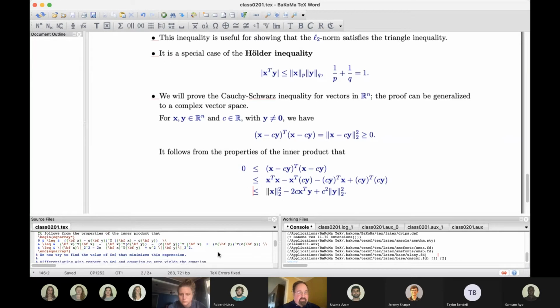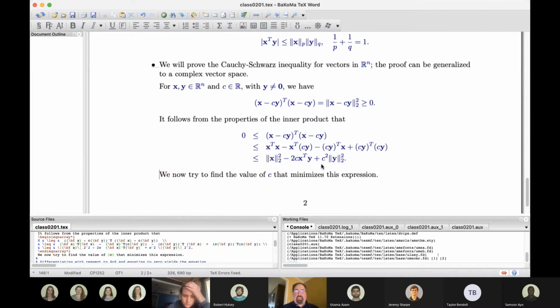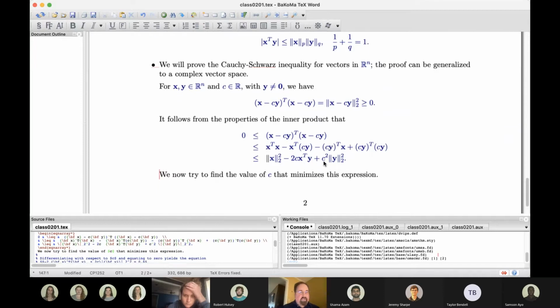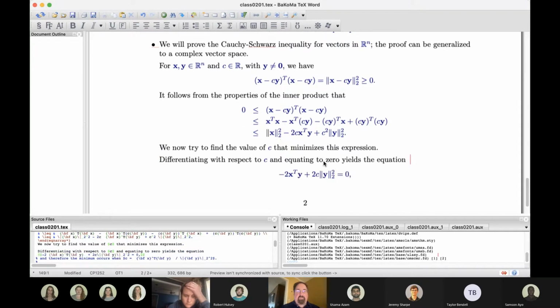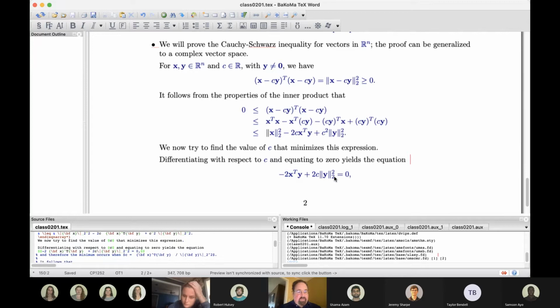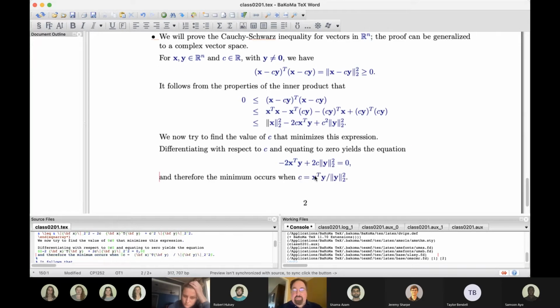So now I want to find c that makes this whole expression as small as possible, because this is a quadratic function of c. So I can just go ahead and take the derivative. So I take the derivative of this. Here we have no c at all, so that part gives us 0. And then I have minus 2x transpose y. Then here I have 2c times this equals 0. So now I can rearrange and solve for c.